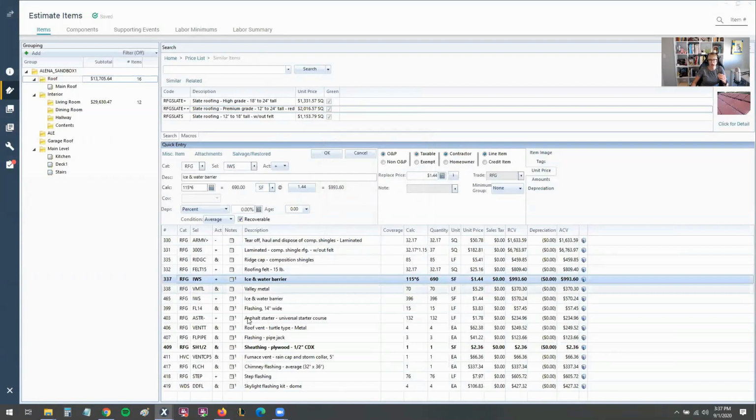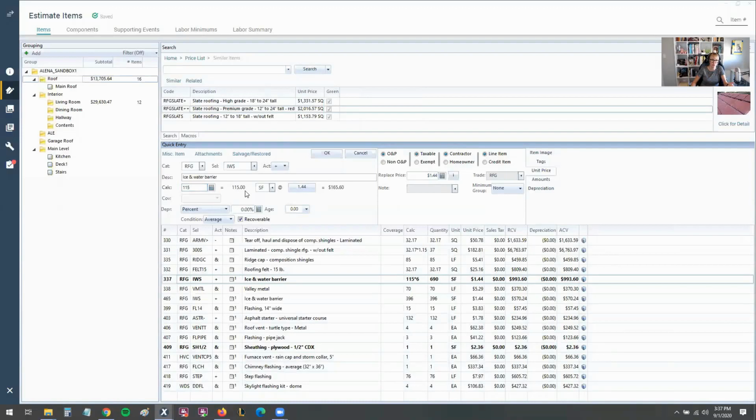I recently was speaking with someone and they were unaware that the ice and water shield was a square foot line item. I think they were under the impression that it was a linear foot line item, so they were only entering the quantity for the eaves because they simply didn't know. And Xactimate doesn't really tell you to be sure to put the total square foot here. They don't tell you that. So you have to discover for yourself what unit of measure should be used. And of course, you don't know what you don't know, so you end up shorting yourself down the road.